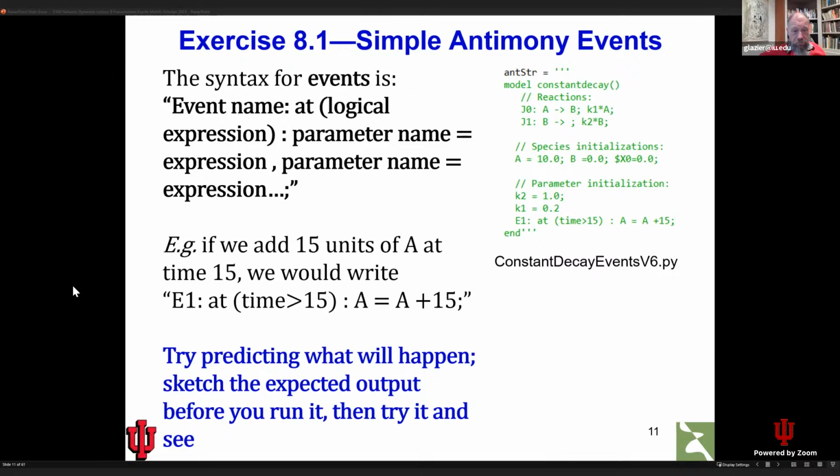Ibrahim, question. So does this event do it every instance where the time is greater than 15, or just once?